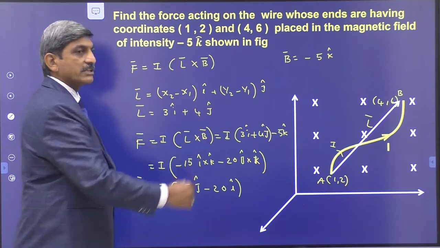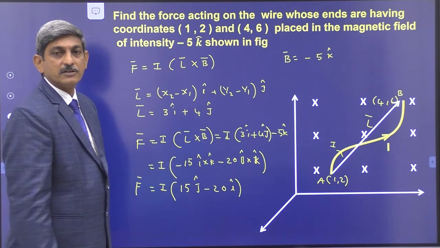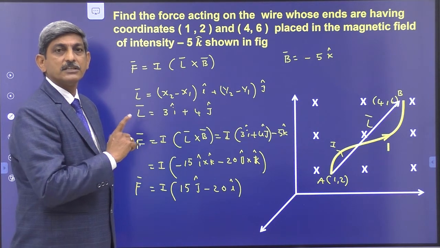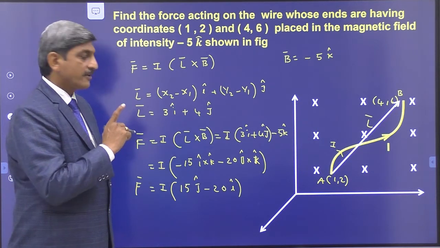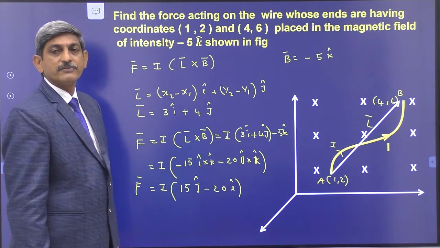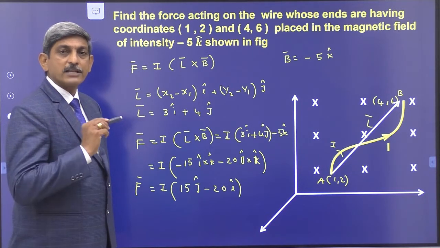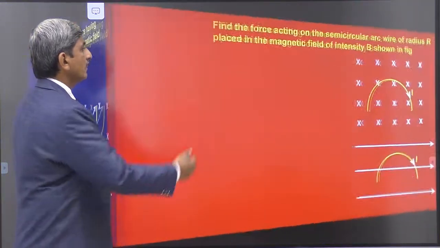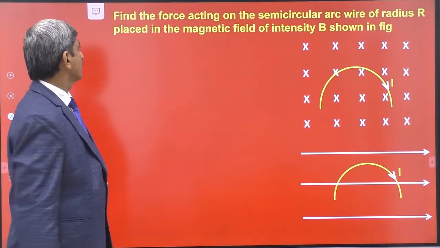Okay? Whenever the wire is not in the form of a straight wire, we have to first find out the length vector. After that, we have to find the force acting on the wire. We get the answer in the vector form. By determining the magnitude of the vector, we can determine the magnitude of the force acting on the wire. Okay? Come to the another one.